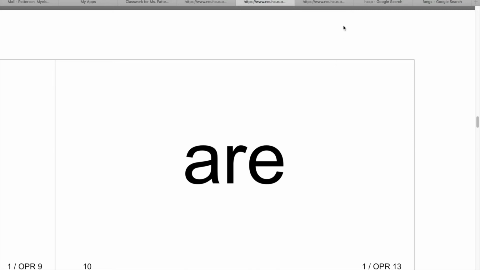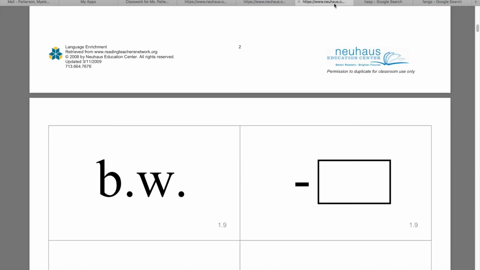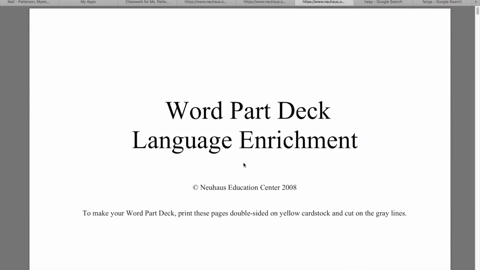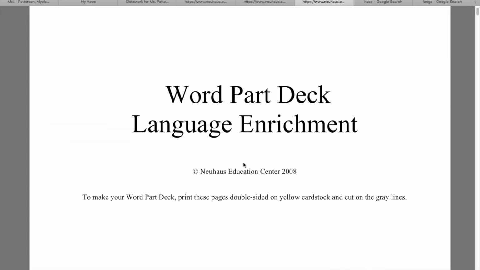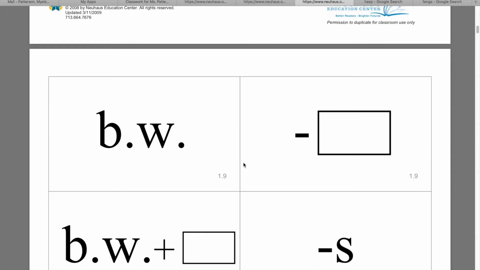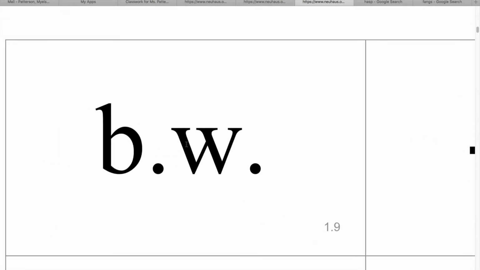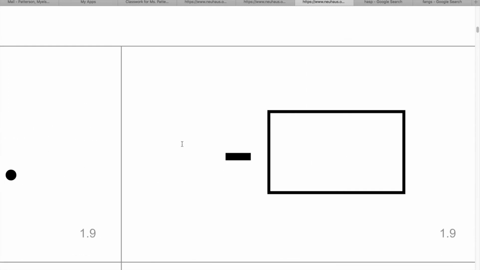Now let's move on to our word part deck. If we look at this first one right here, it has a B, W. That stands for base word. And a base word is a plain word with nothing added to it. So I can say talk. My base word would be talk. That's a word with nothing added to it.